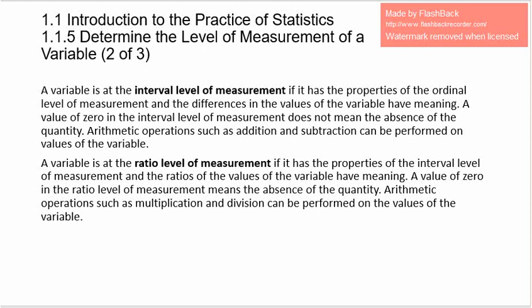A variable is at the ratio level of measurement if it has the properties of the interval level of measurement and the ratios of the values of the variable have meaning. A value of 0 in the ratio level of measurement means the absence of quantity. Arithmetic operations such as multiplication and division can be performed on the values of the variable.